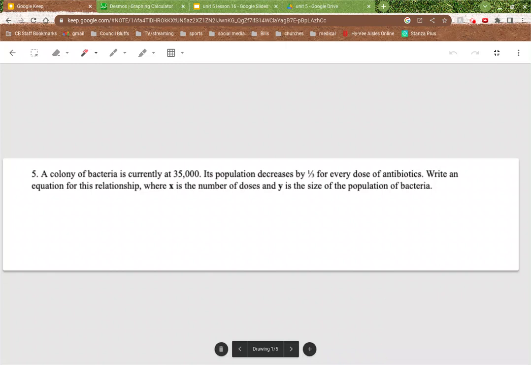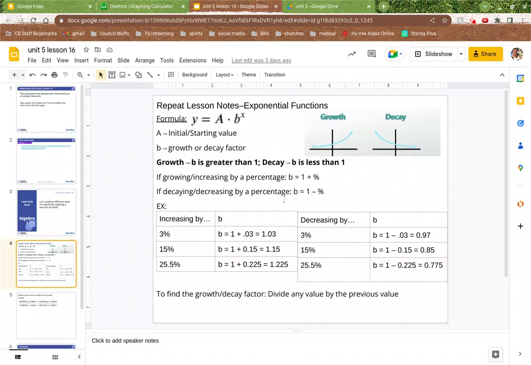Number 5, a colony of bacteria is currently at 35,000. Its population decreases by 1/3 for every dose of antibiotics. Write an equation for this relationship where X is the number of doses and Y is the size of the population of bacteria. So to create an equation, we need to use this formula here.